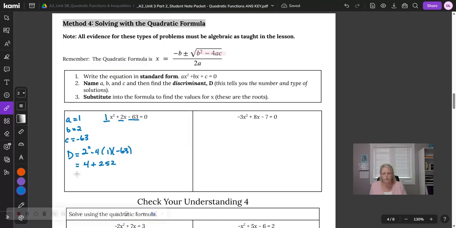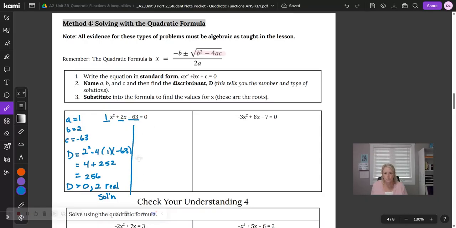252. And then when we combine those together, we get 256, and we need to take the square root. We do not yet, sorry. So 256 is greater than 0. So when D is greater than 0, we have 2 real solutions. Okay, so that means, like the answers we got in previous videos, we should have 2 numerical values for our x.